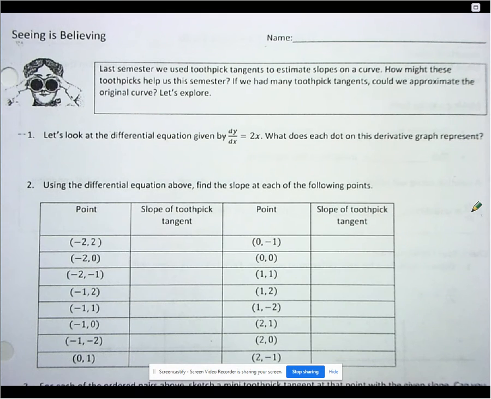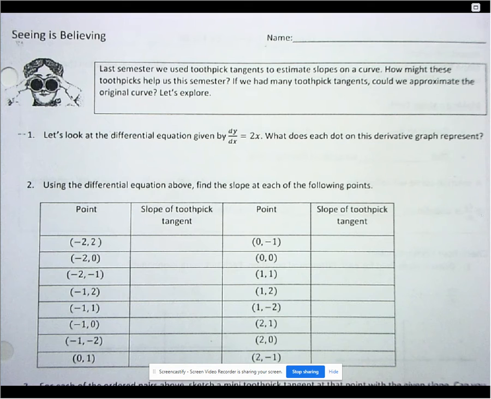All right, so we're going to use this activity to kind of introduce slope fields. And we did something called Toothpick Tangents a long time ago. And you can get a toothpick in your house if you want to do this. I'm going to actually use a little ruler to do it, to look at the graphs of some differential equations. And they're going to be possible slopes.